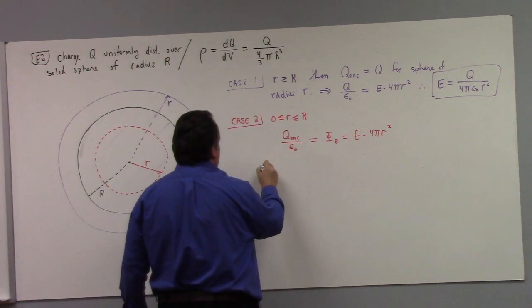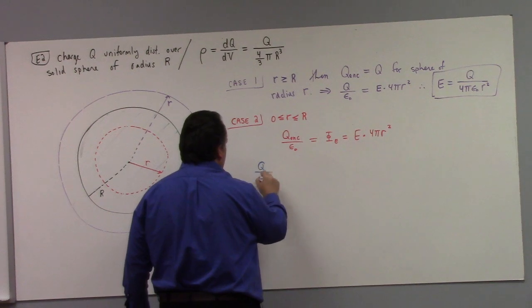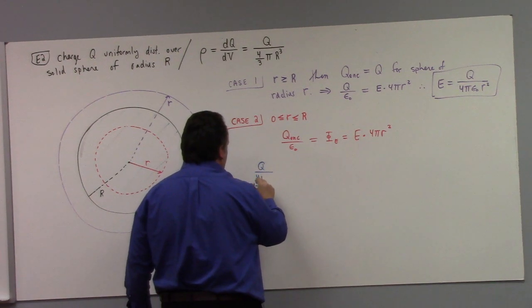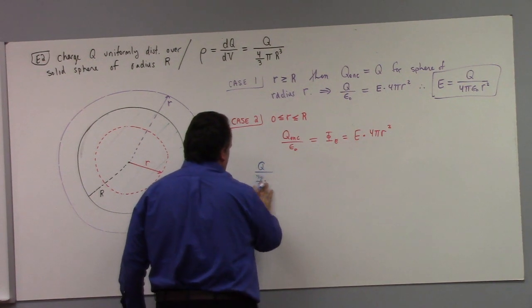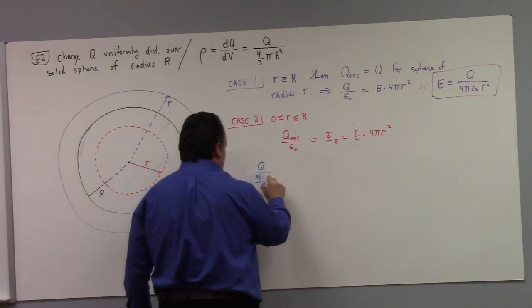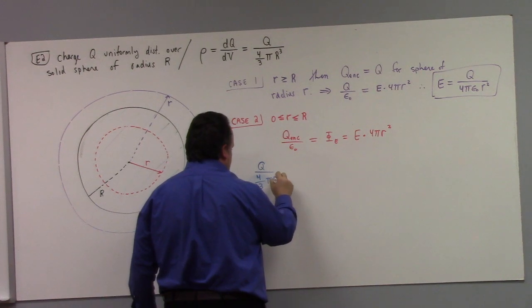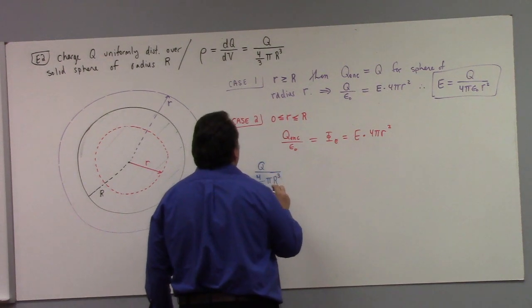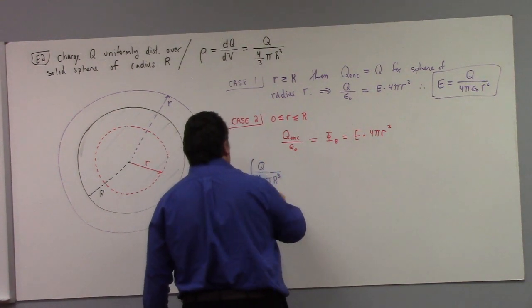So I've got my Q over 4/3 pi R cubed, that's my charge per unit volume. I wrote a square there, that's one of your faults. So 4/3 pi R cubed, and then times the volume.